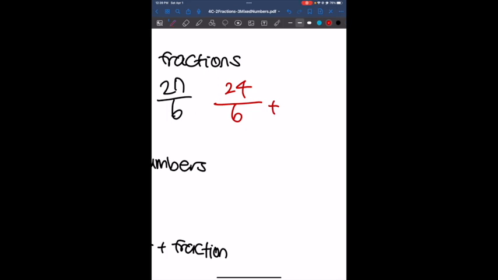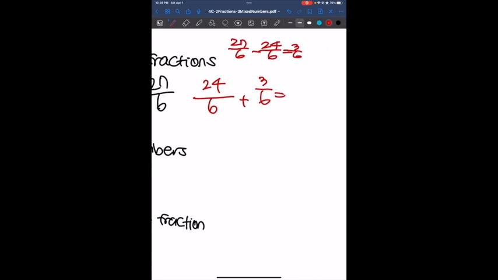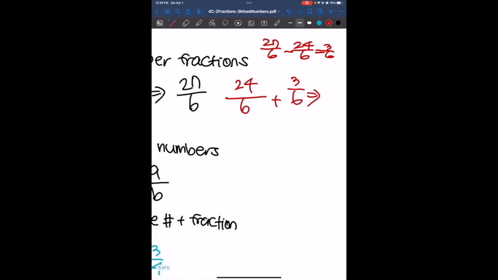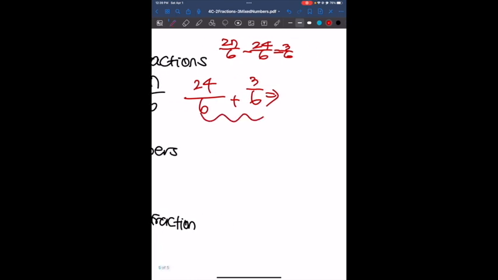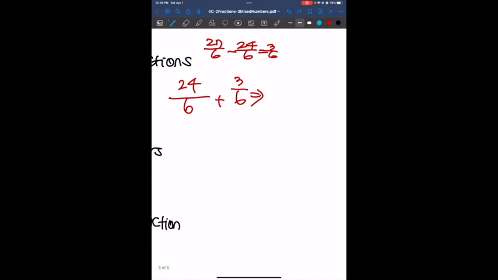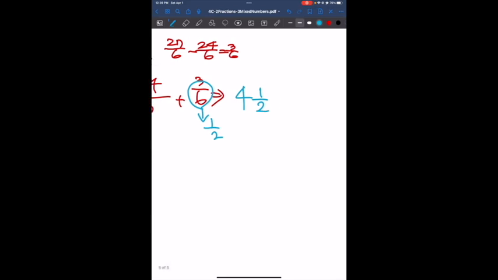Then we know we still have 3 over 6 missing, because 27 over 6 minus 24 over 6 is 3 over 6. This combination gives us 27 over 6. But we know that 24 over 6 is 4, so that is going to be our whole number. Then we simplify the fraction into 1/2, and that's the fraction portion of our mixed number.